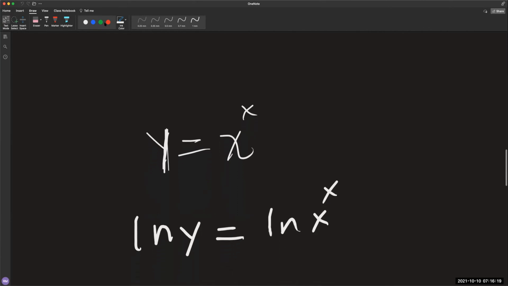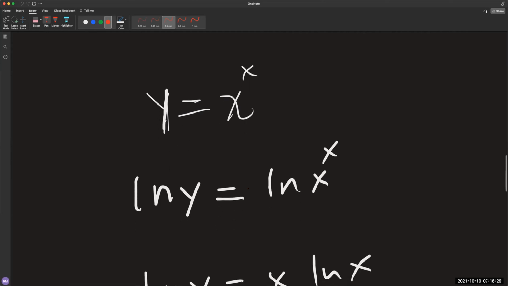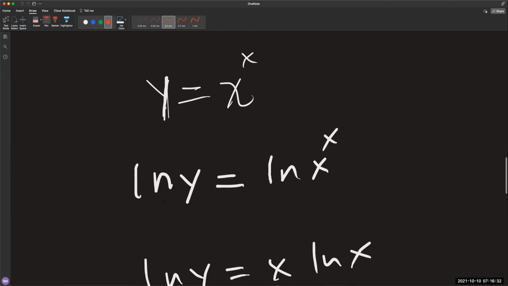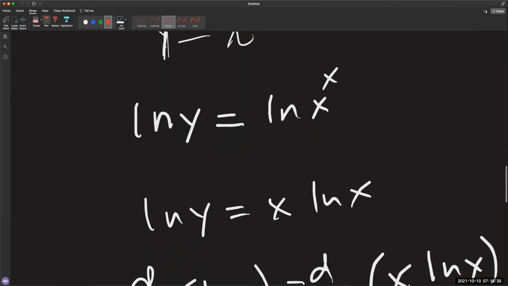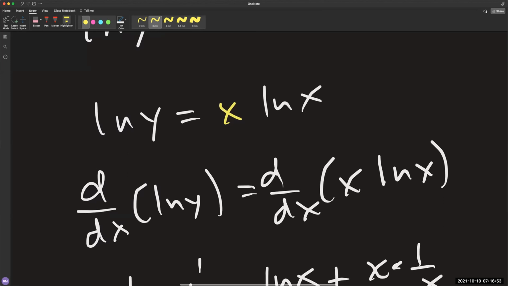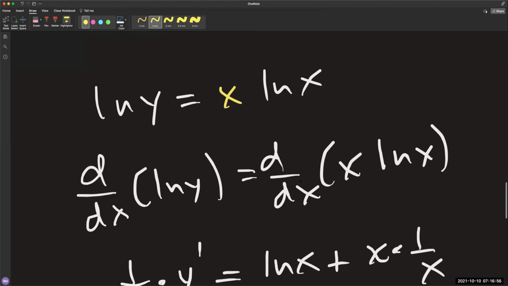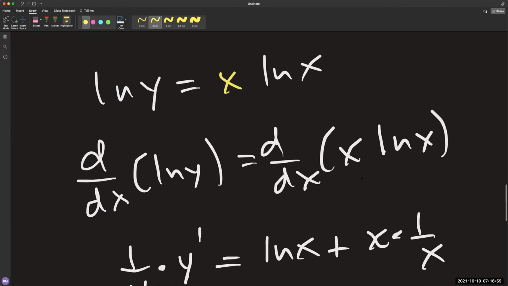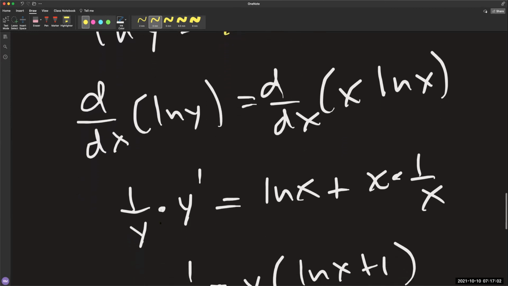Take the natural log of both sides. They're still equivalent equations. Now, I'm allowed to take this exponent and bring it down to the front. I'm rewriting using laws of logarithms. Now this turns into a product. Now we take the derivative of both sides, d/dx of the natural log of y. This becomes a product rule on the right, and an implicit differentiation on the left.